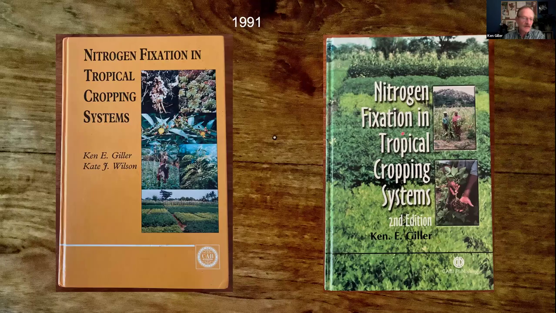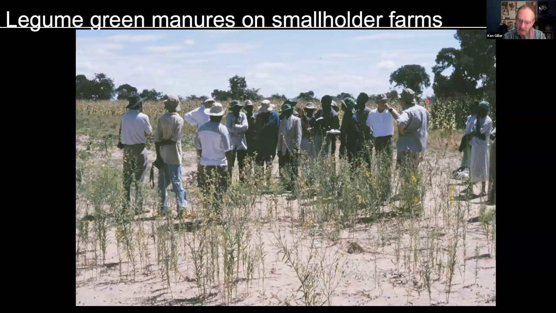Now, I was just checking out, I wrote this book published by CABI in 1991 at the tender age of 34 when I was at Wye College. Second edition I wrote when I was a professor at the University of Zimbabwe. The third edition never happened, but who knows, maybe in future. But I've worked then on these legumes, fantastic things.